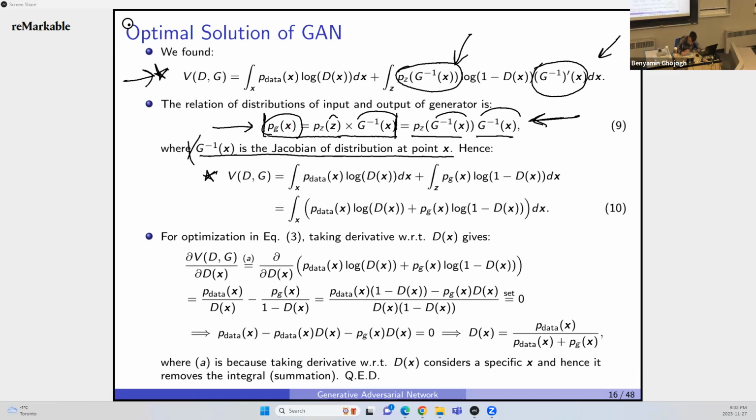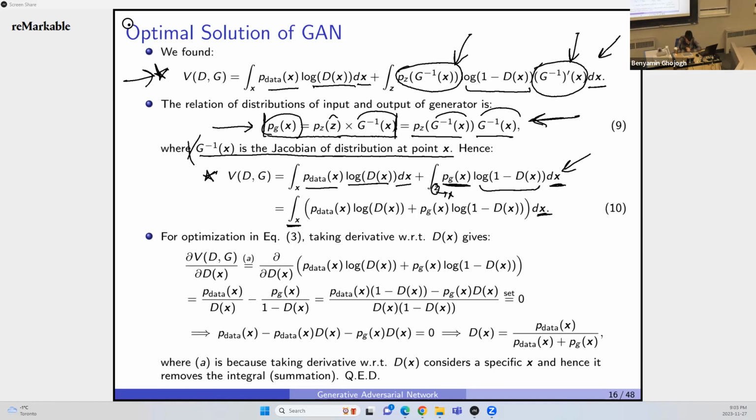So here I have this times this. I replace it with PGX. And this part is here. DX is here. Agreed? Here also I have P data log DX, DX. Here there is a typo. Here this becomes X. Why? Because everything in this integral is now with respect to X. So I have two integrals with respect to X. I can combine them into one integral.